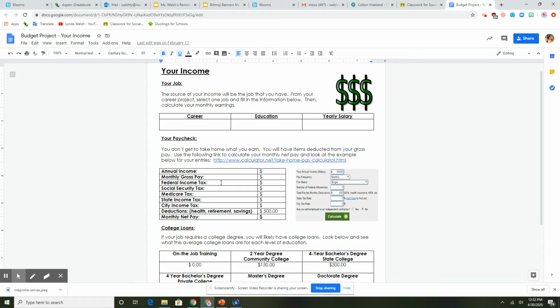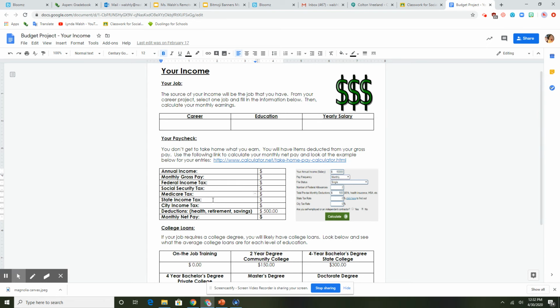Federal income tax, we pay taxes to our country. Social Security tax, we pay Social Security for the future you and for elderly people no longer working. Same thing with Medicare. We take Medicare out of our check to pay for us later in life when we are not working and we need health care.